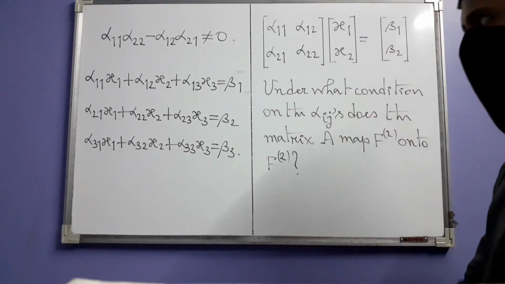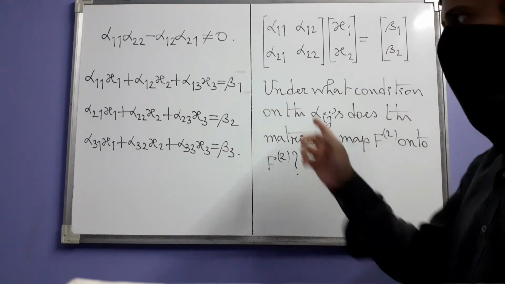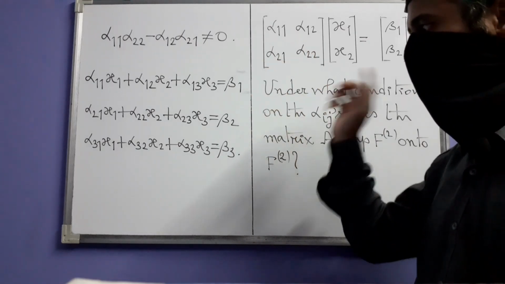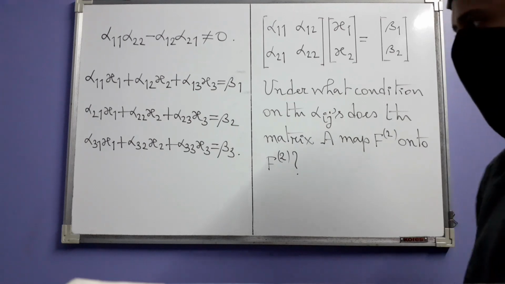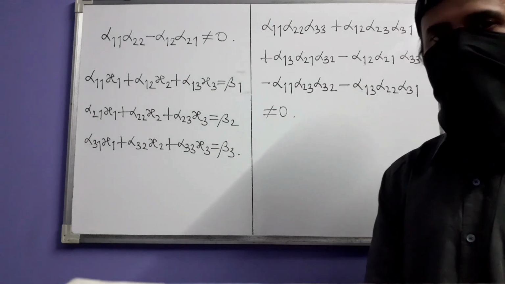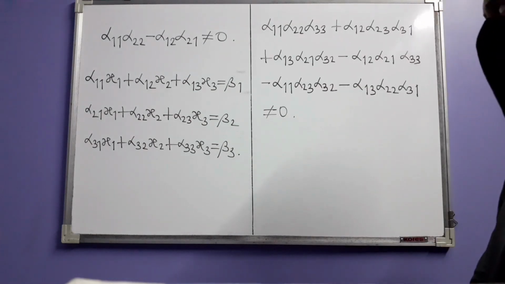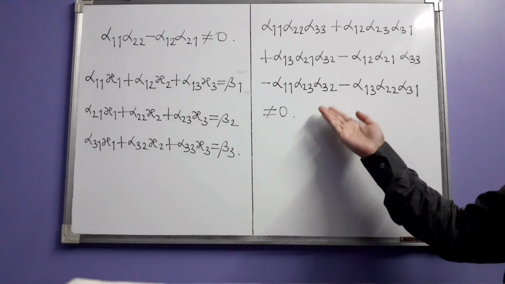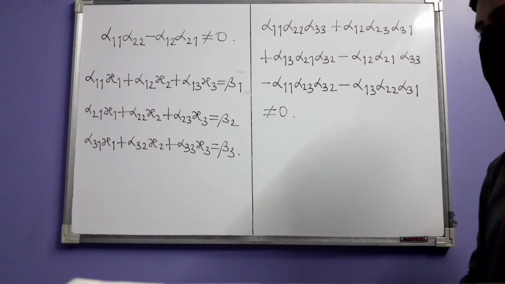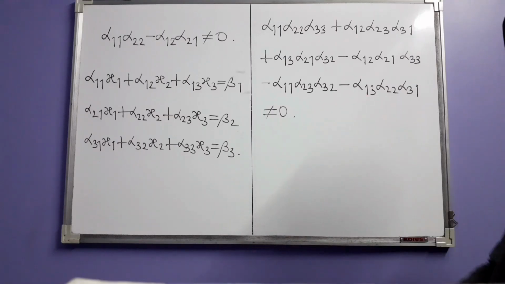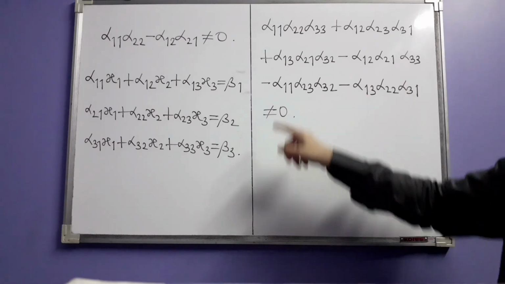Here also we ask that question: under what condition on these alpha ij's is this system of equations solvable? The condition for solvability in this case is quite complicated. It is this: this expression should be non-zero. Let's see for a moment what this expression has.